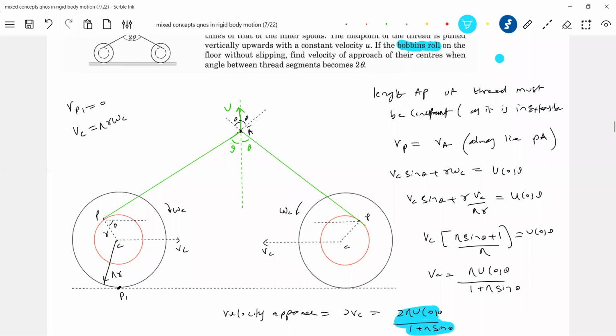Just some constraint equations like this can also be asked. You have to be careful. Constraint equations can also be set for you. You have to be very alert. This is for rolling, pure rolling, rolling on the ground.